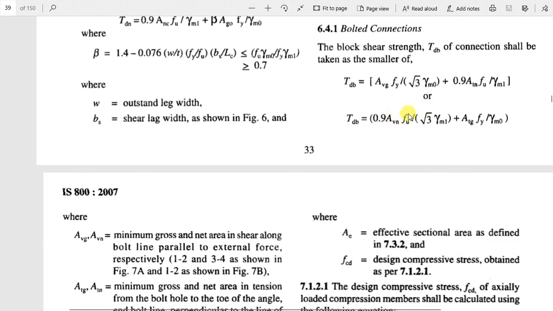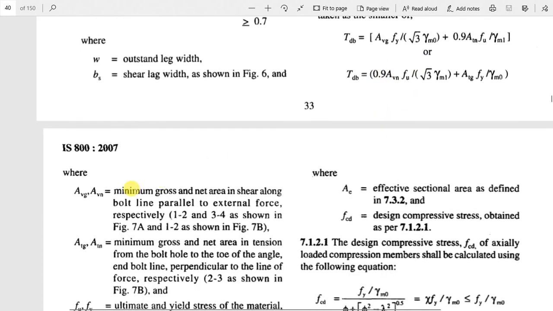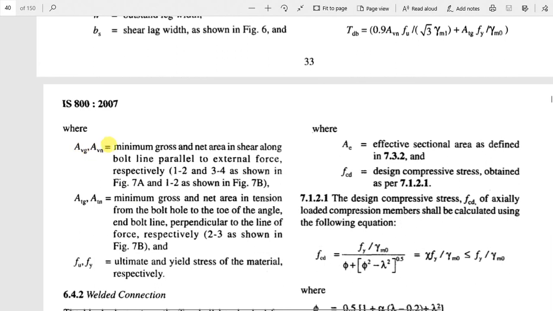Then there are AVG and AVN. What are these? They are the minimum gross and net area in shear along the bolt line parallel to the external force respectively. V stands for shear, G stands for gross, and N stands for net. Once again there are no formulas given in the code book. You have to calculate this without formulas given in the code book. I will explain the formula in detail while dealing with the problems.